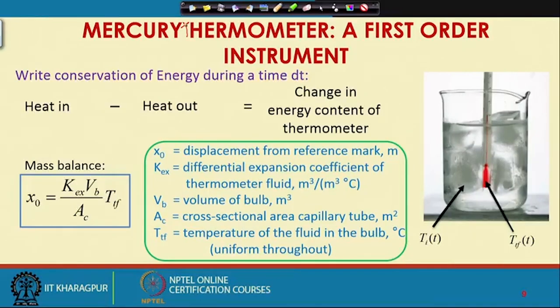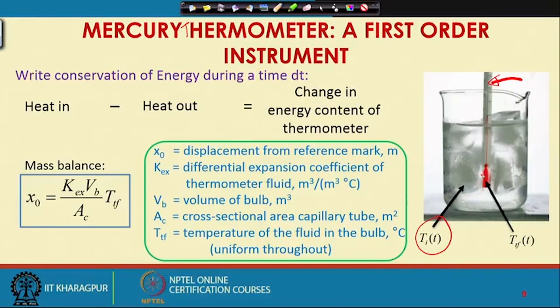So, the mercury thermometer is a temperature measuring instrument. Obviously, to develop the mathematical model for the thermometer, we have to write the energy balance equation. So, let us write conservation of energy during any time t for this thermometer. We have this ordinary mercury in glass thermometer put into a beaker. Let us say there is water or some fluid in the beaker whose temperature is represented by T I, which is a function of time.